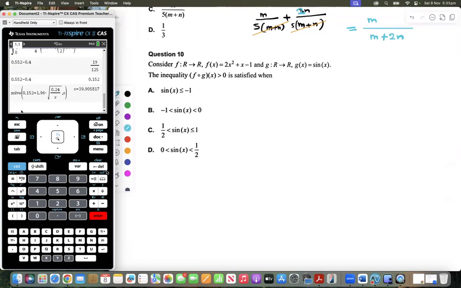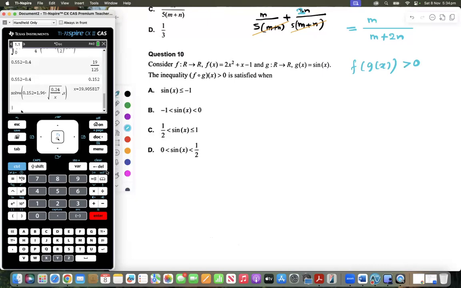So there are two functions. The first function is a quadratic function, and the second function is a sine function. You're supposed to find something of f of g of x, which is greater than 0. Okay, let's try to find the function.